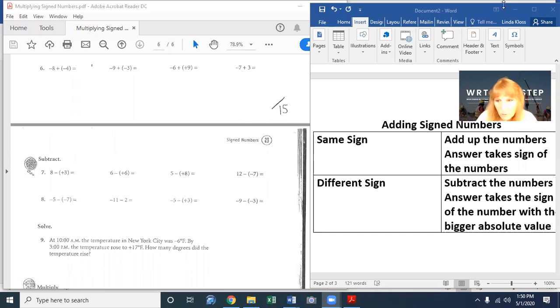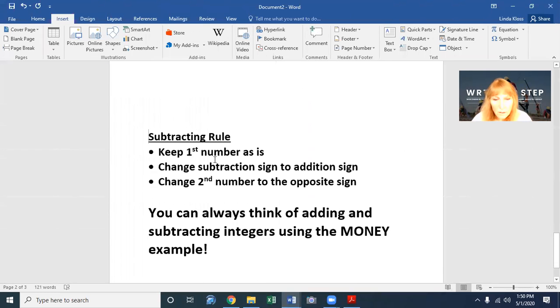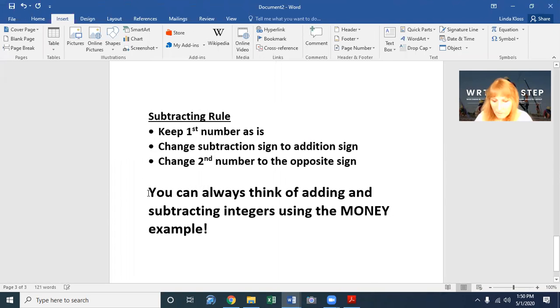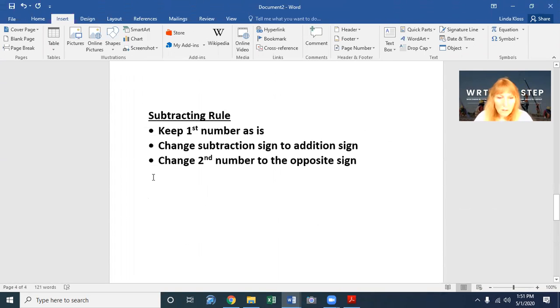Okay, subtraction. Before we do that, let's do this big again. Okay, the subtracting rule is keep the first number as it is. This is where a lot of people get mixed up. Change the subtraction sign to an addition sign, and change the second number to the opposite sign. Let me give you an example of that before we try some problems in the pages. So keep the first number as is.